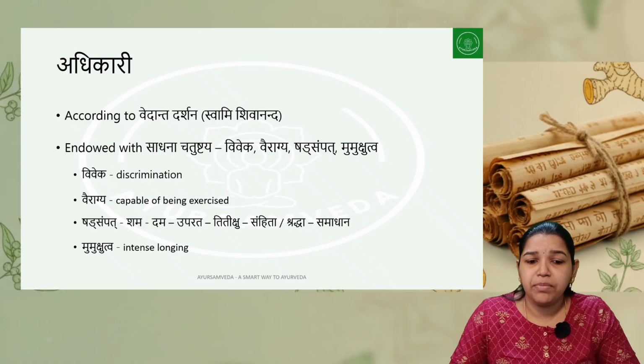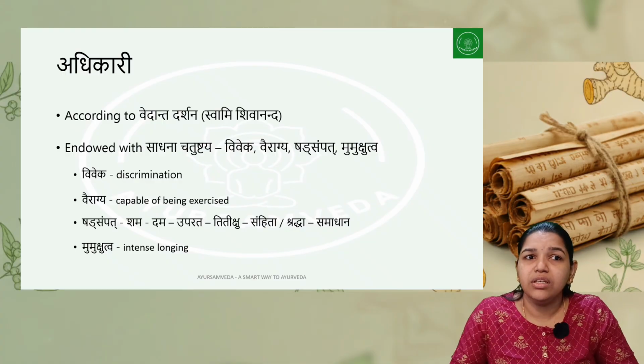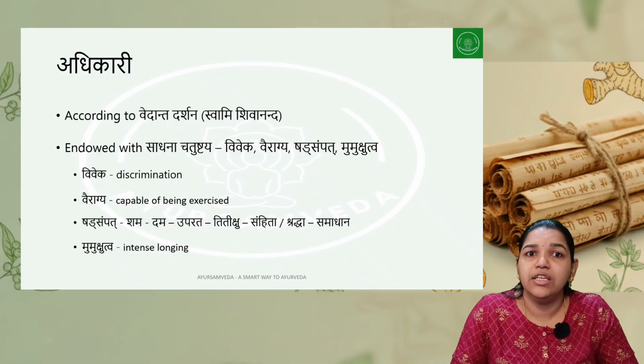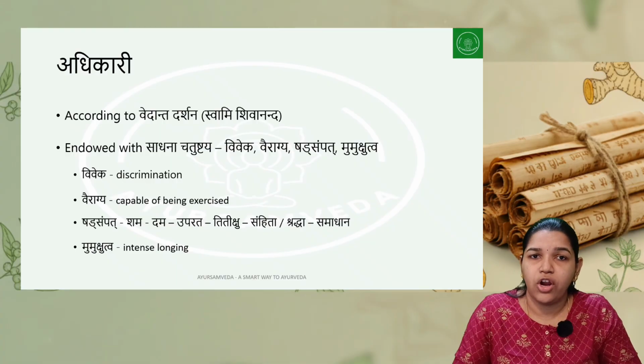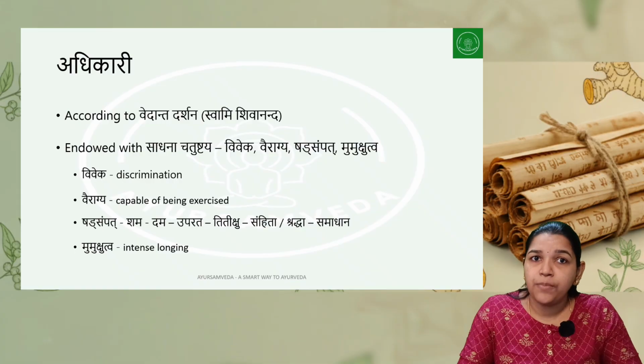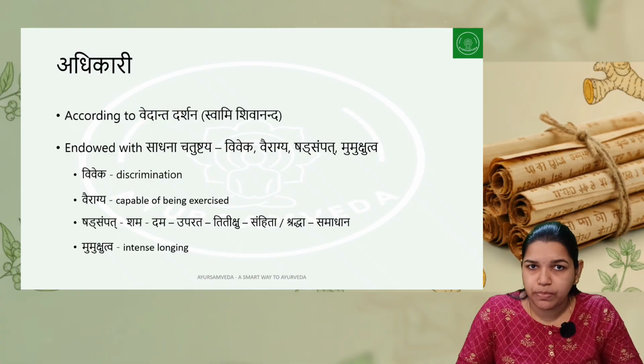And vairagya, capable of being exercised. If I have planned something, I should be able to execute it, or I should be able to perform something. If I have studied something related to practical aspects, I should be able to perform that. It's not that we should be knowledgeable in theory portions only. We should be able to perform something. The theoretical knowledge should be there, practically we should be able to execute it, and we should be able to discriminate whether it is good or bad, what decision we have to take. Such powers should be present.